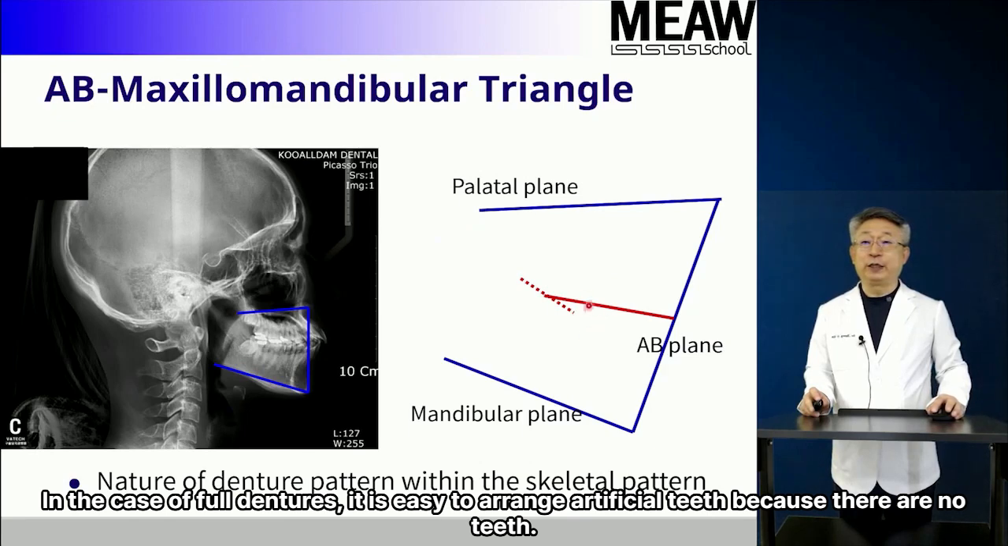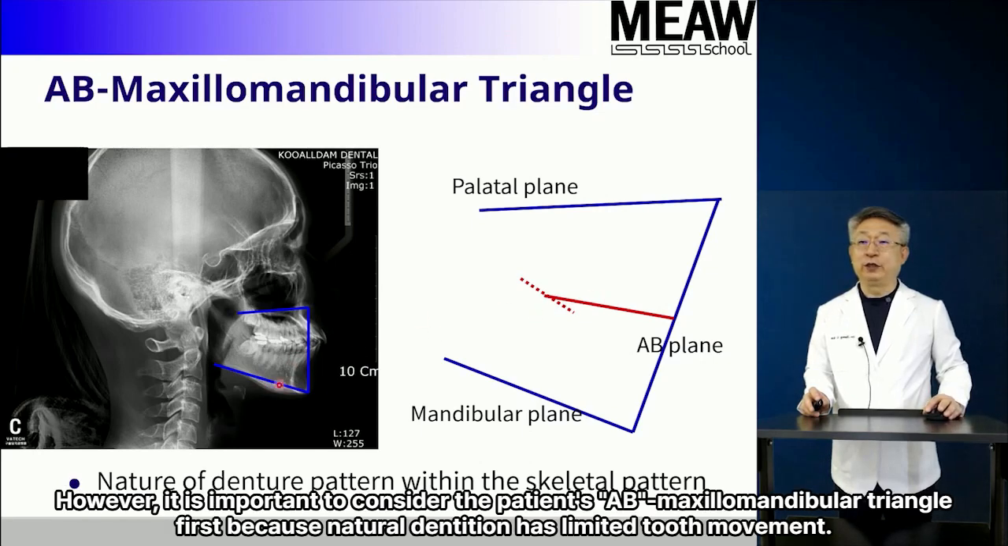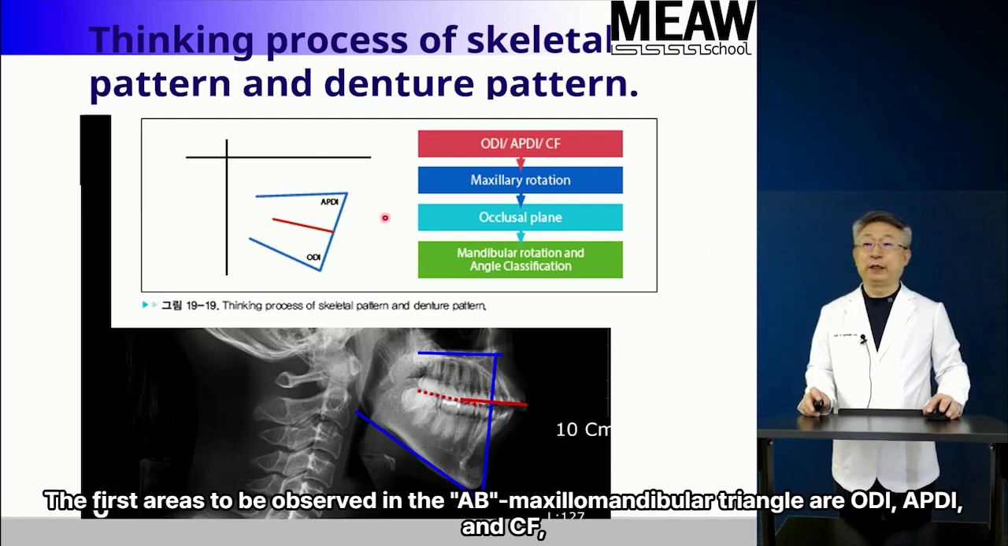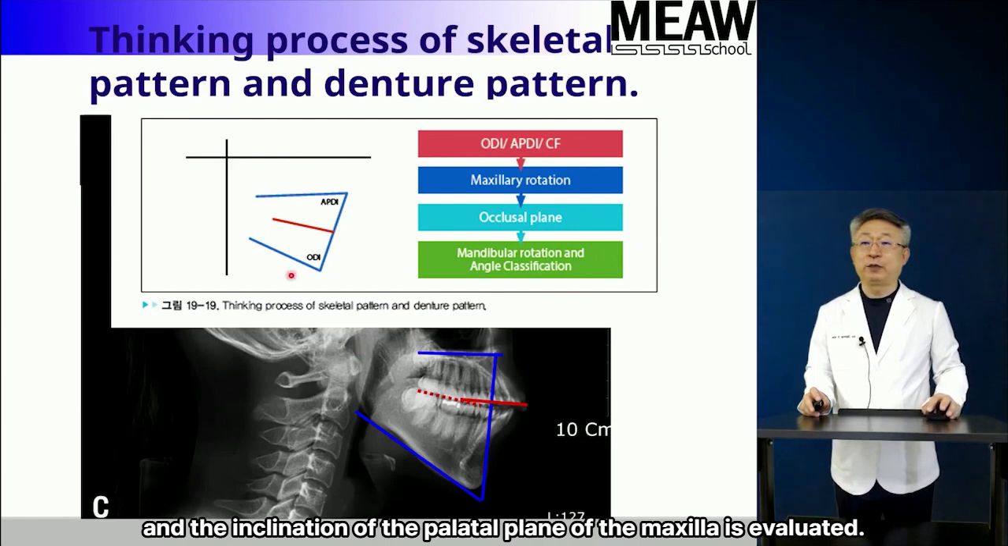In the case of full dentures, it is easy to arrange artificial teeth because there are no teeth. However, it is important to consider the patient's AB maxillomandibular triangle first, because natural dentition has limited tooth movement. The first areas to be observed in the AB maxillomandibular triangle are ODI, APDI, and CF, and the inclination of the palatal plane of the maxilla is evaluated.